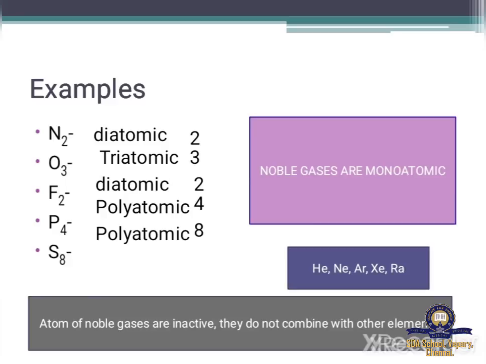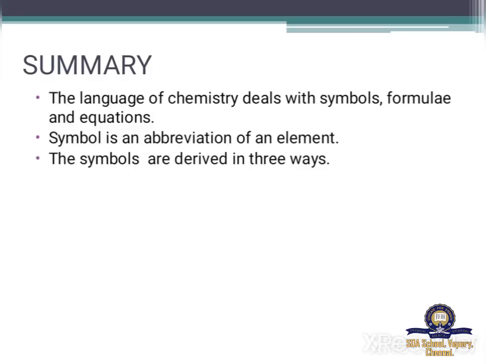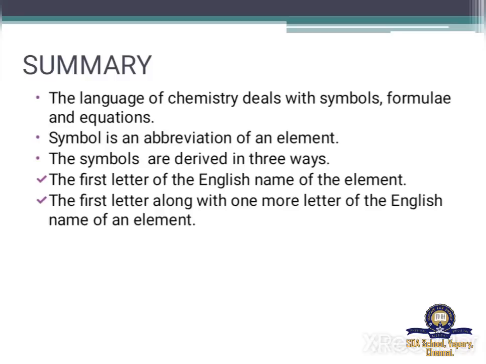Okay, I hope you all understand till this. So, we have come to the end of this session. Let's see the summary. The language of chemistry deals with symbols, formulae, and equations. The symbol is an abbreviation of an element. The symbols are derived in 3 ways. They are the first letter of the English name of an element, the first letter along with one more letter of the English name of an element.